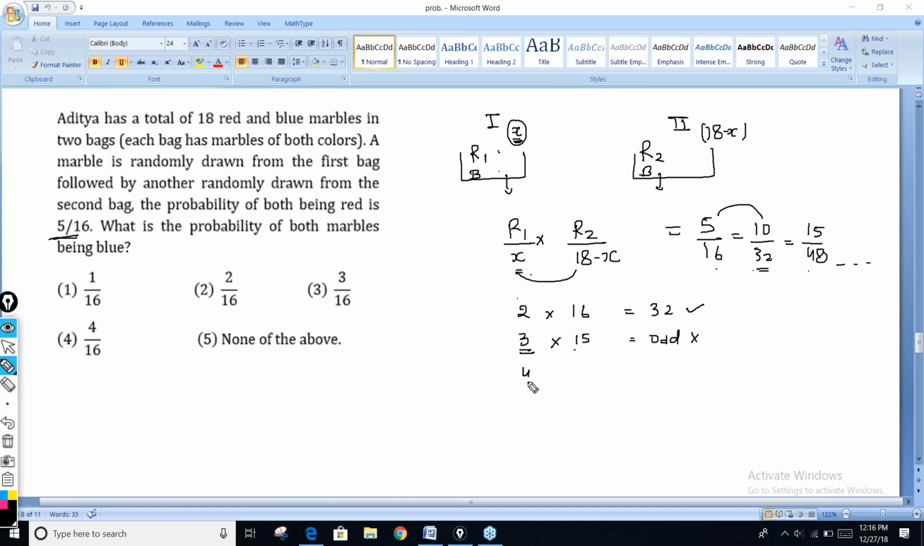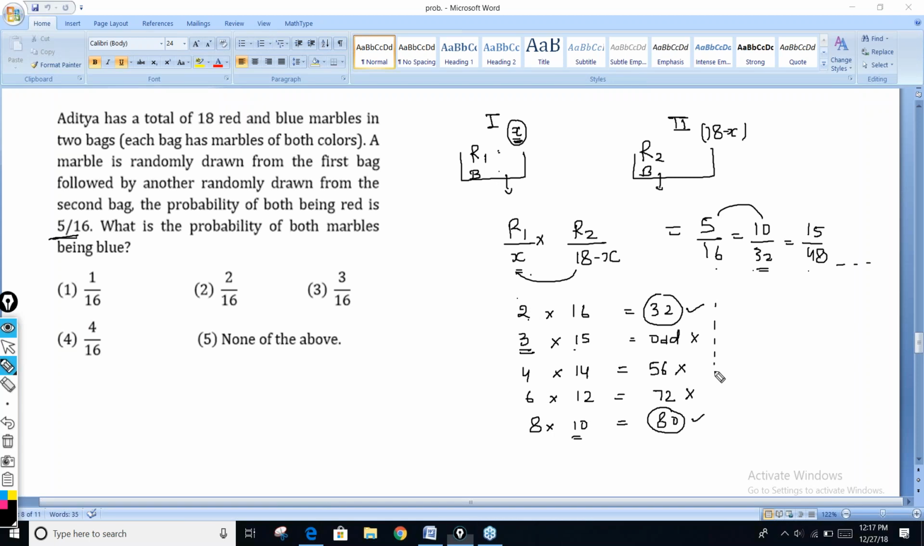So I'll check 2. If I take 4, this will be 14. That is 56, which is not a multiple of 16. If I take 6, this will be 12. That is 72. Again, 72 is not a multiple of 16, so this is not valid. If I take 8, this will be 10, which is 80. 80 is a multiple of 16, so valid. And after that, I need not check because these cases are going to be repeated. This will be 10 and this will be 8. The answer is not going to change. So only two cases are possible: when there are 2 marbles and 16 marbles in the bags, and the second possibility, 8 marbles and 10 marbles.